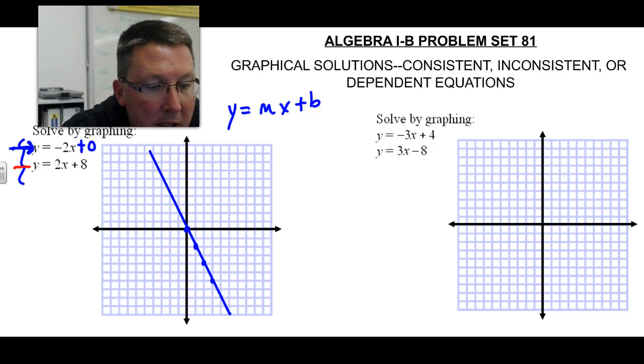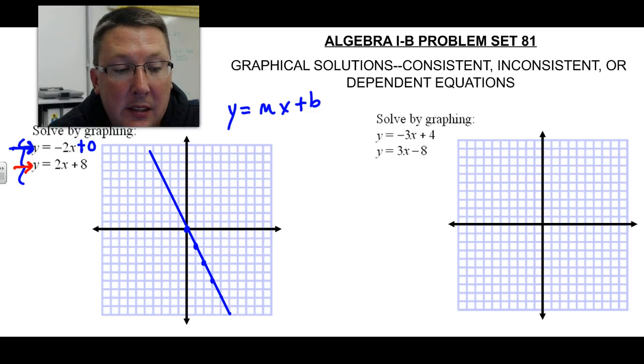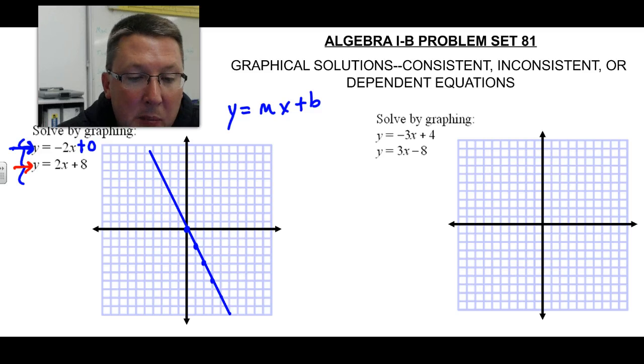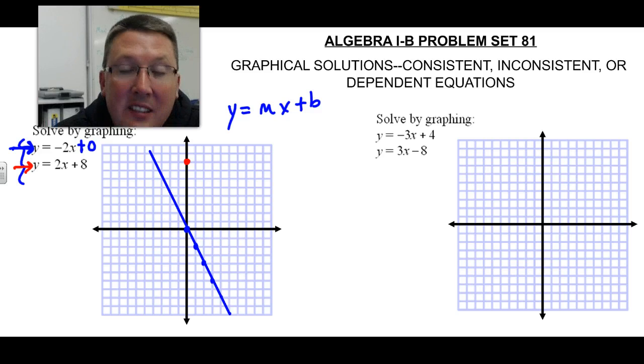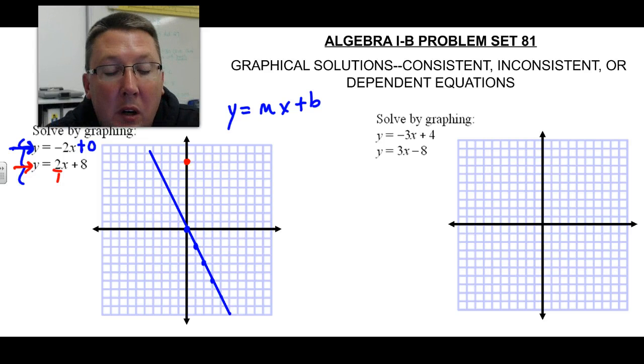Second line, I'm going to draw it in red. This line crosses the y-axis at 8. It's already solved for y, so I have y equals mx plus b. My b is positive 8. That's way up here. Okay, then this line has a slope of positive 2. That's up 2 over 1.